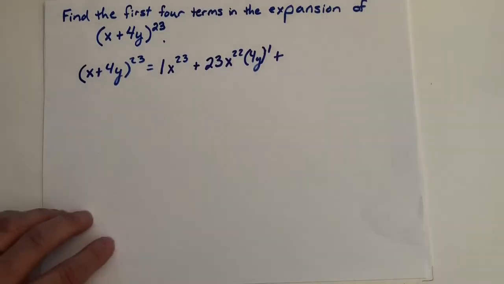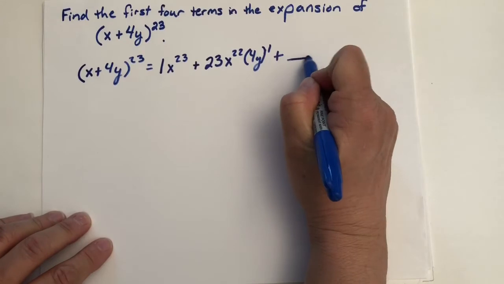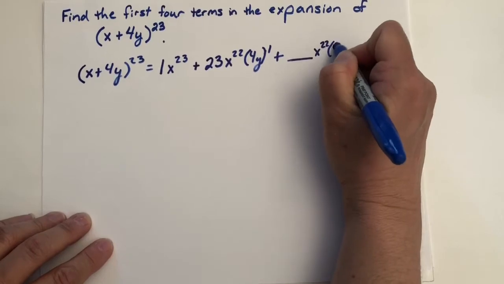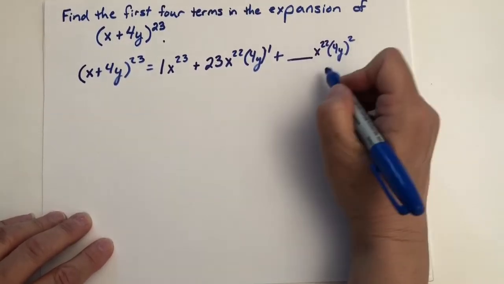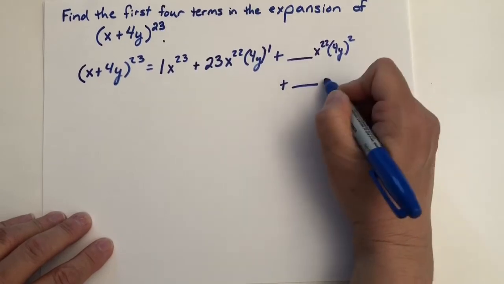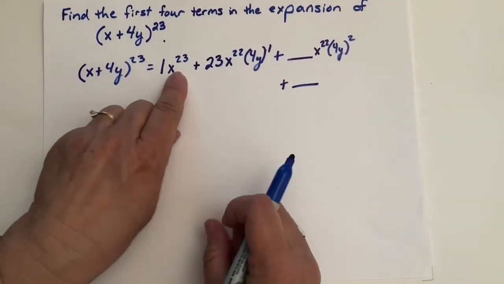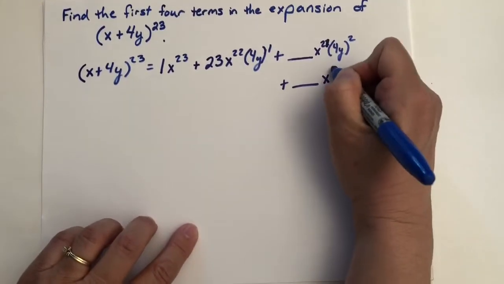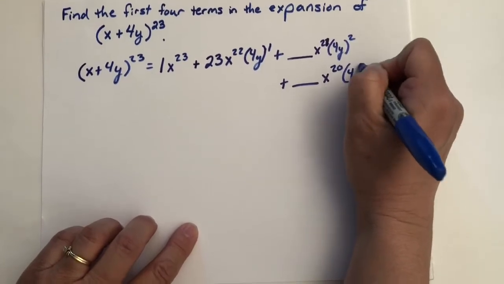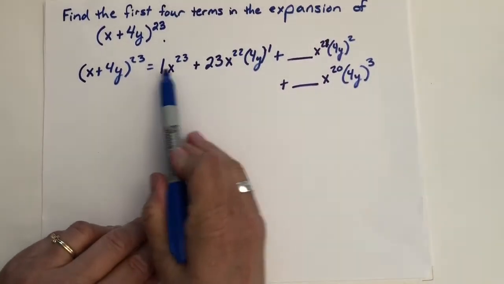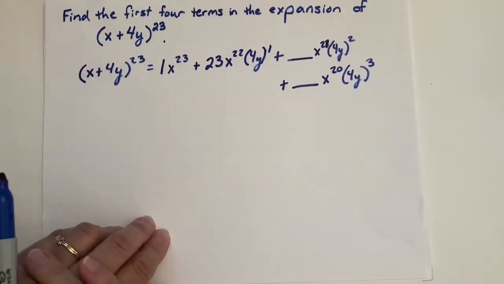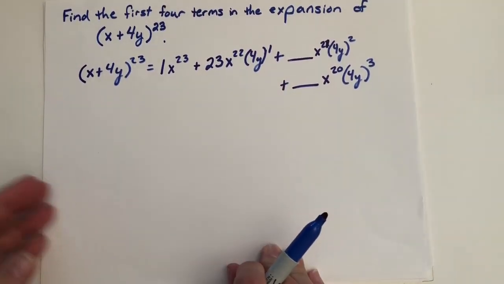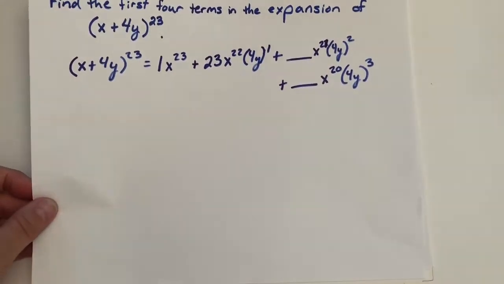But let me point out before we move to that we do know what the rest of it should look like. It's something times x to the 22nd, 4y to the second, and the fourth term would be, let's see, x to the 23rd, x to the 22nd, this should be x to the 21st, and then x to the 20th, 4y to the 3rd. The only thing we're missing are these two coefficients. So that's where our task lies now. How do we find those coefficients? And we'll come back to this problem.